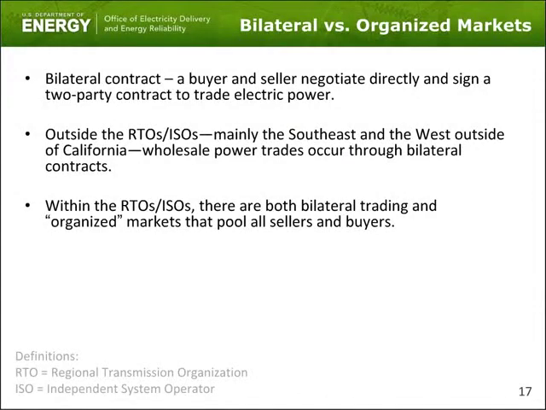So I wanted to differentiate those pool-based organized markets from the bilateral ones. The bilateral contracts are where a buyer and seller negotiate directly, and they sign a two-party contract to trade their electrical power. Outside the RTOs, which are on the map in the previous slide, mainly in the southeast and the west, wholesale power trades occur through these bilateral contracts. And within the RTOs, they tend to use both the bilateral trading as well as organized markets that pool the sellers and the buyers. Slide 18, please.